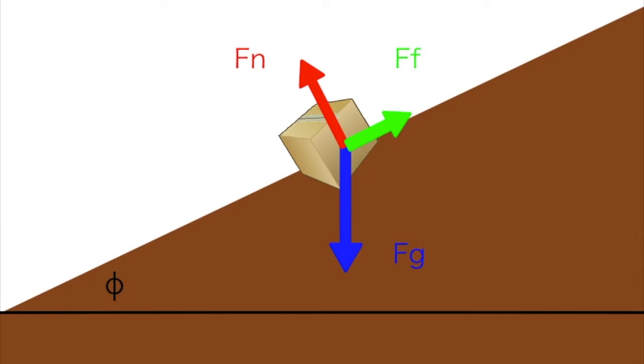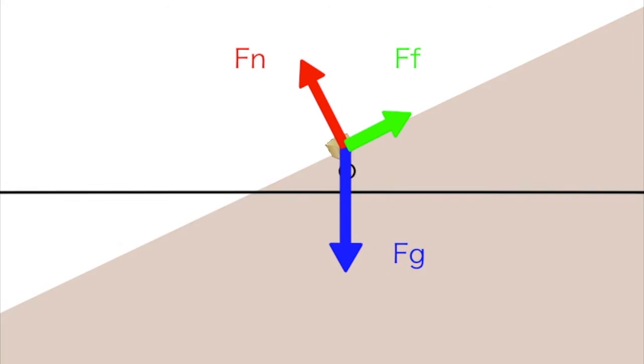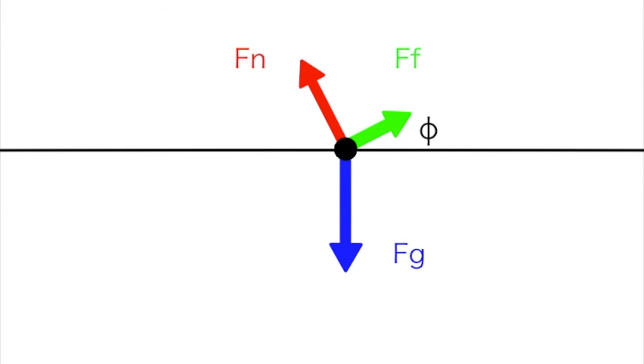Now let's show our forces as a free body diagram so that we do not have to worry about the ramp or the box. Since the friction force acts along the surface of the ramp, its angle relative to the 0-degree line is phi. Our model for a box at rest on a ramp is now much simpler, but we can actually make it even more simple so that we can mathematically analyze it better.